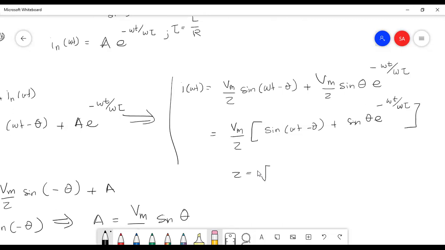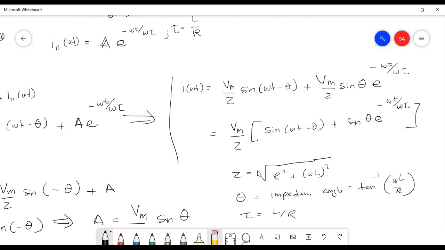Where Z is the impedance, which you can calculate by using this formula. Theta is your impedance angle, which you can also calculate by using negative tangent inverse of omega L over R, and your tau is actually L over R.